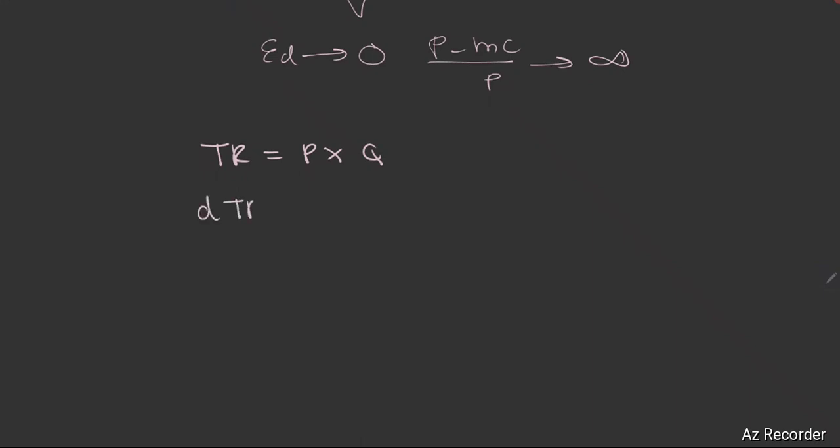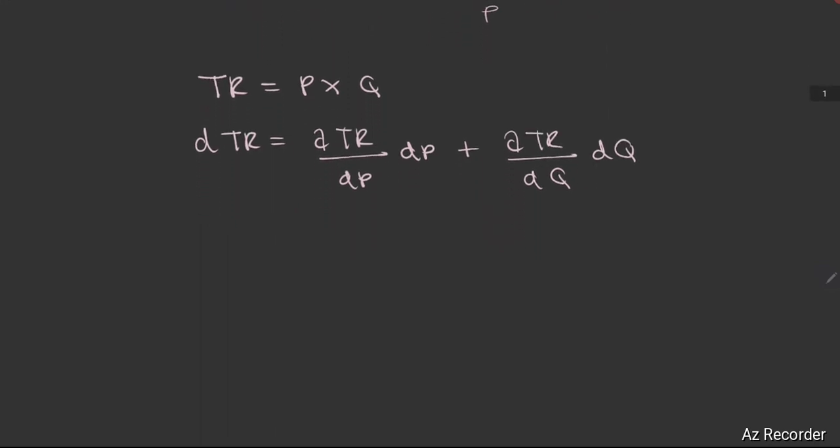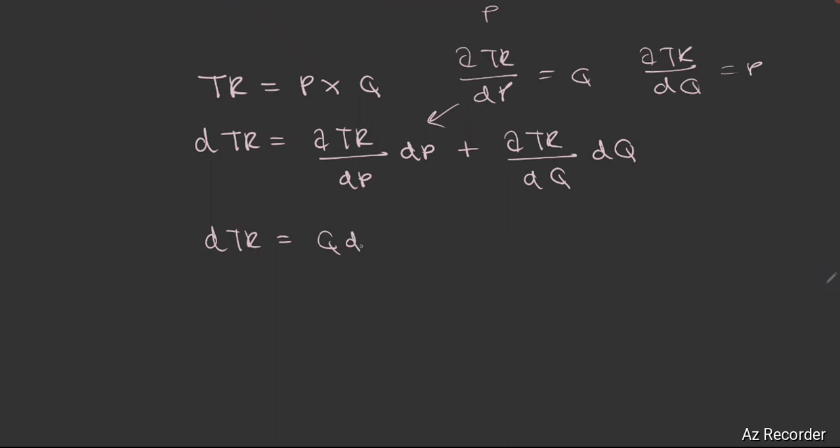So the total differential is the partial derivative of total revenue with respect to price times the differential of price, add the partial derivative of total revenue with respect to quantity times the differential of the quantity. So we get dTR/dP is equal to Q, and dTR/dQ is equal to price. So we have Q dP, add P dQ.